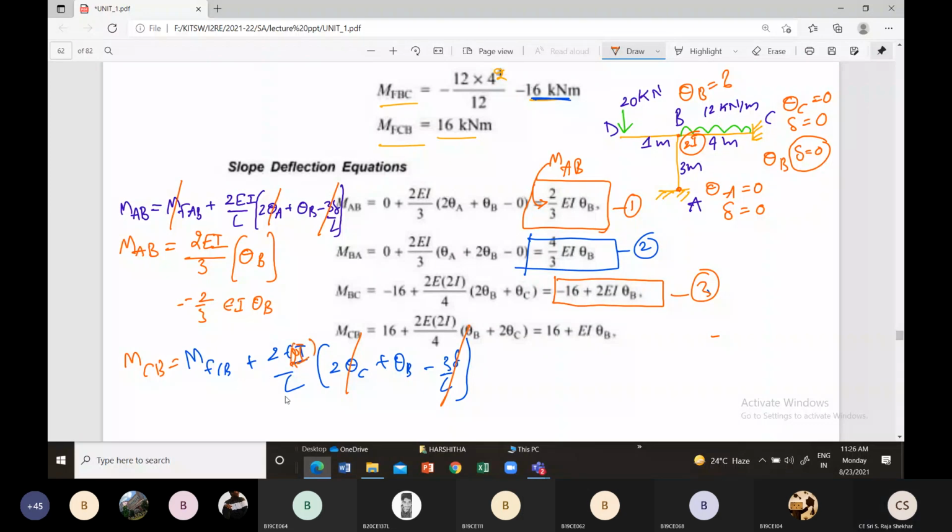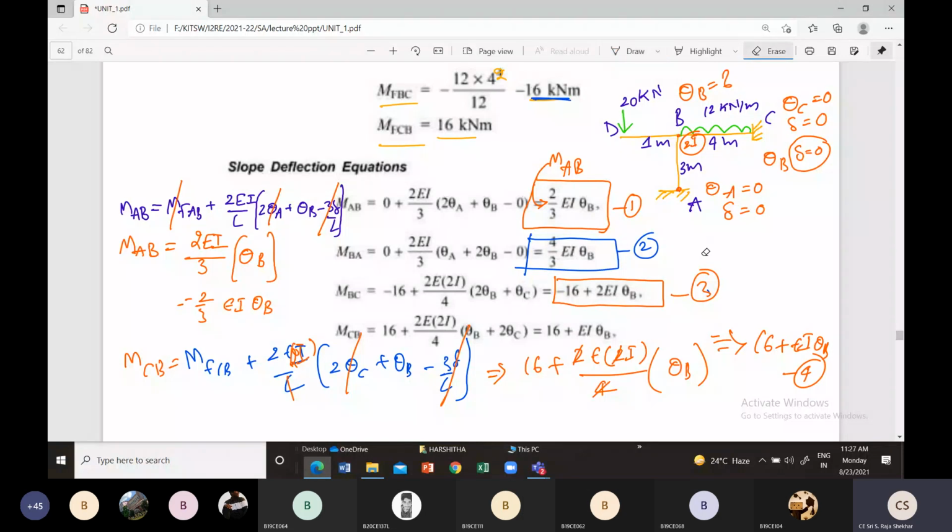L is equal to 4 meters. Substitute MFCB equal to plus 16. So I'll write here 16 plus 2E into 2I divided by 4 into theta B. That we can write like this: 16 plus EI theta B. So that is equation number 4.